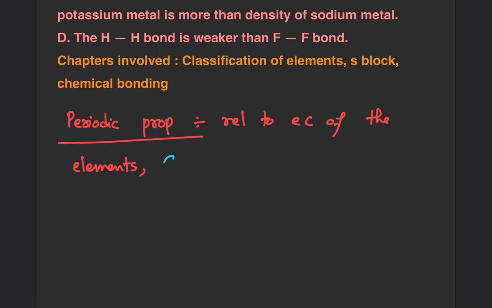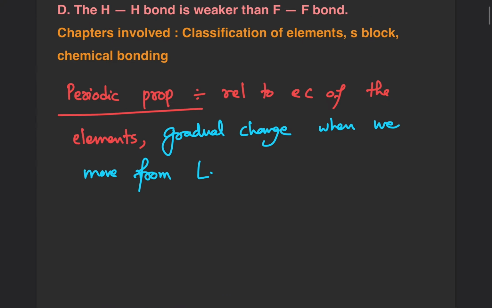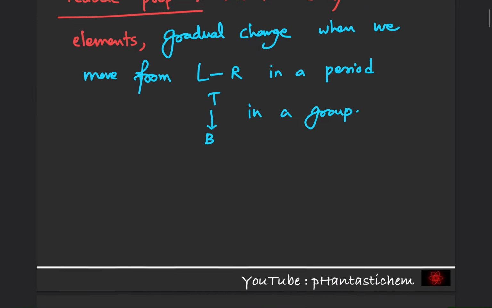So they show gradual change when we move from left to right in a period or top to bottom in a group. Okay, so let's look into the options one by one.